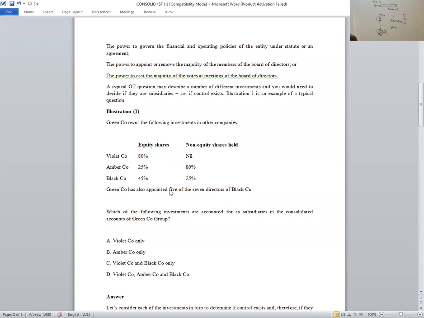So once we appoint 5 out of 7 directors, then we have 5 votes, because these directors will always vote as the parent dictates. 5 votes are one too many. So Green is in control of Black. So Violet and Black are subsidiaries, and you were supposed to have picked C as the answer.